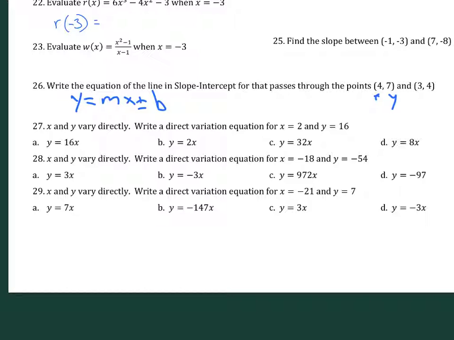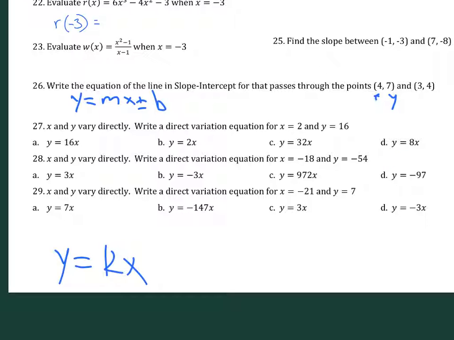Okay, 27, 28, and 29, these are all direct variation. If you recall, your formula for direct variation is y is equal to kx. So in number 27 it says x varies directly with y. Write a direct variation equation for x equals 2 and y equals 16. So you need to figure out what k is. So plug them in here, solve for k, and then rewrite it, whatever you got for k, to look like this. Here's your 4 choices.